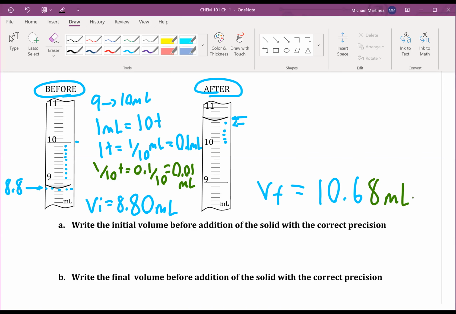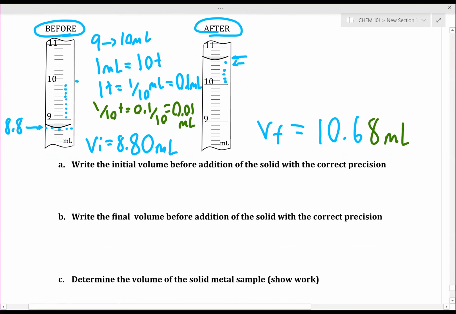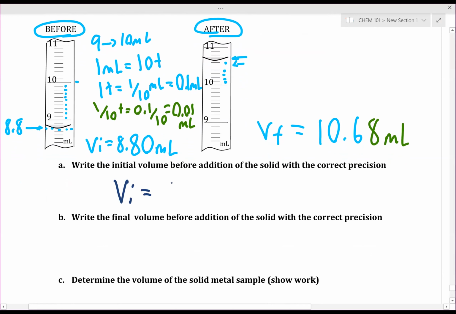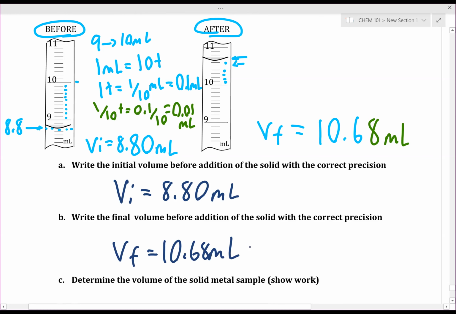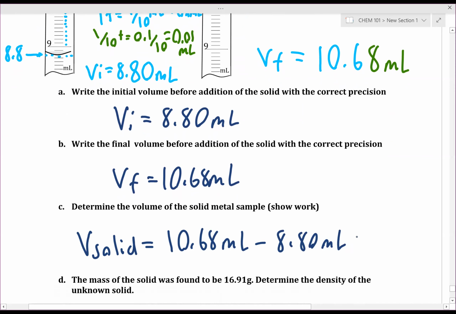Okay, perfect. We now have our initial and final volume measurements. So just to reiterate, our V initial is 8.80 milliliters, and our V final is 10.68 milliliters. So do we have enough information to figure out the volume of our solid? Yeah. All we have to do is subtract these two numbers. So the volume of our solid is equal to 10.68 milliliters minus 8.80 milliliters.